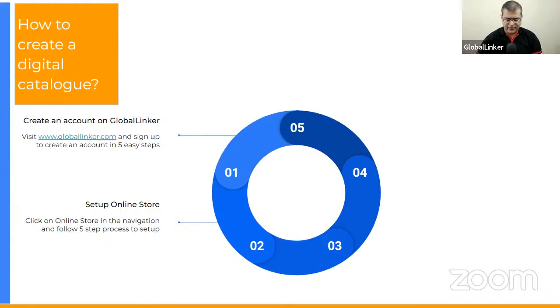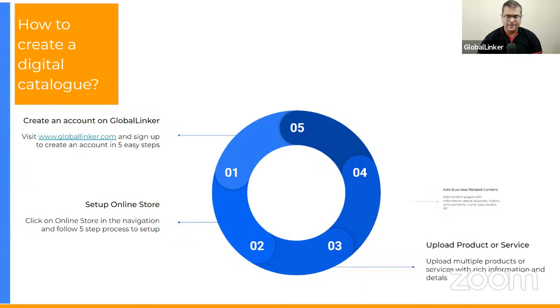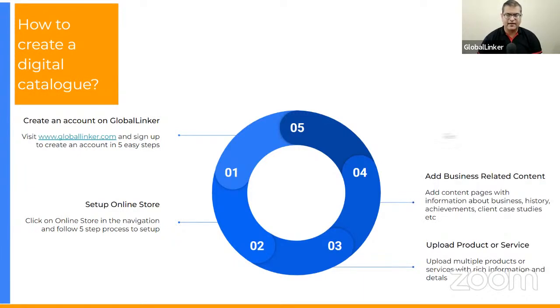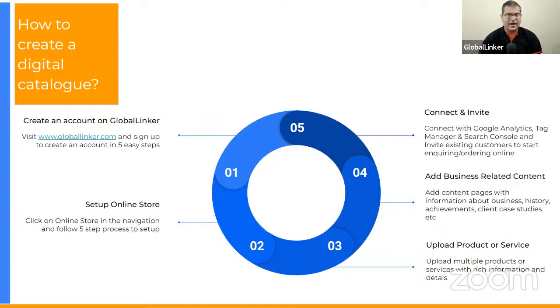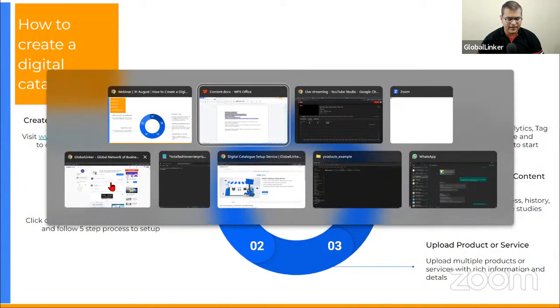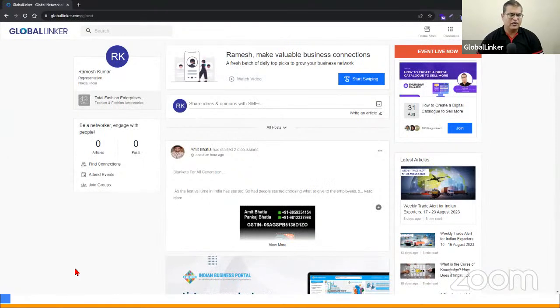Then you have to set up your online store, upload your products, and business-related content, and then link it up with Google Analytics, Tag Manager, Search Consoles, etc. And then start inviting your existing customers to start giving you business on your digital catalog. Now, this is where I'm going to switch my screen, and we will go to another tab or account, and this is where I'm going to take you quickly through. We will not spend a very detailed deep dive session. We'll quickly walk you through the online store creation process.